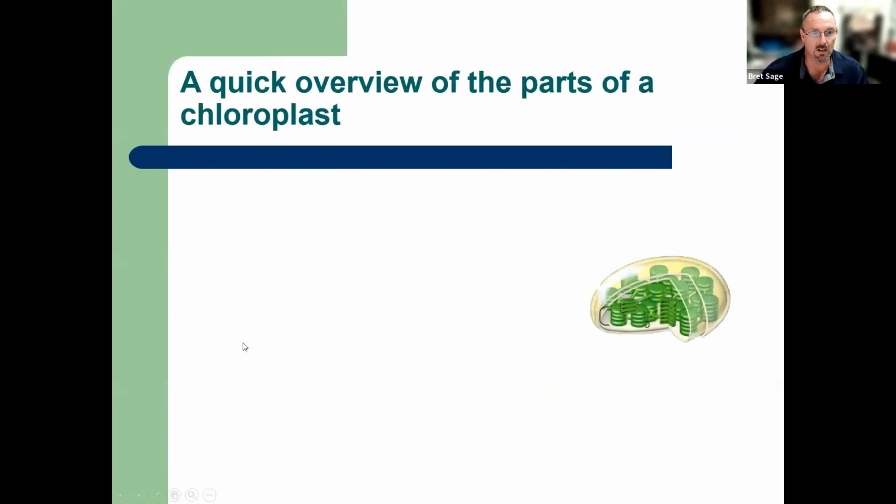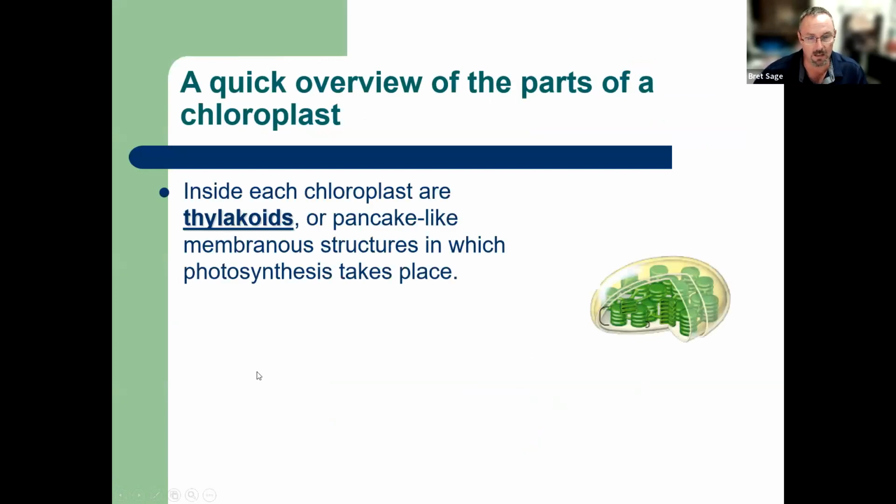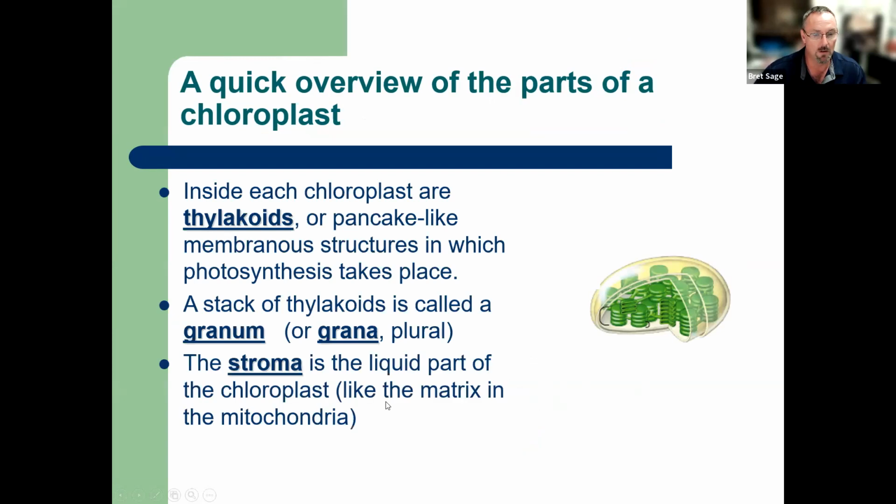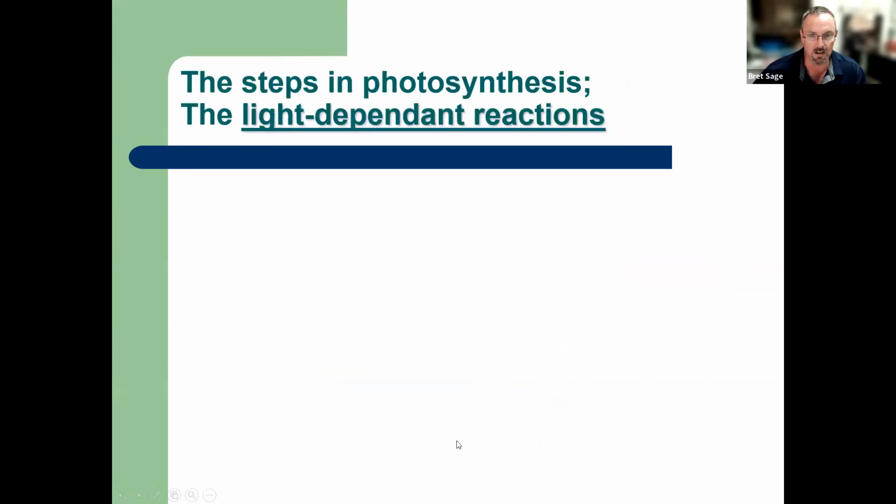All right, let's look at a chloroplast. Inside each chloroplast are thylakoids. I showed you this before, are pancake-like green membranous structures in which photosynthesis takes place. Each of these little green things. A stack of these thylakoids is called a granum. That's one, or grana plural. The stroma is the liquid part. This is just a review over the image that I showed you earlier. That was directly from your book. This particular one is not from your book, but it's similar enough.